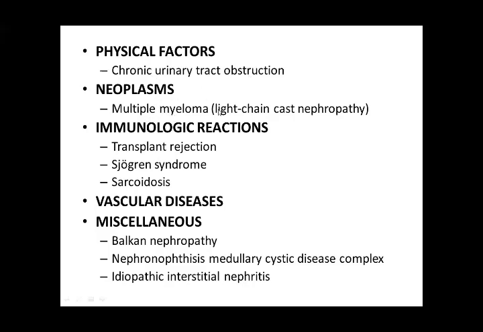neoplasias like multiple myeloma. What goes wrong in multiple myeloma? If you could answer quickly. Light chain cast nephropathy. Multiple myeloma is a tumor of the plasma cells, and a lot of abnormal light chains circulate in the blood. They settle in the kidney and cause interstitial nephritis and tubular nephritis. Immunological reactions, transplant rejection, Sjogren's syndrome, and sarcoidosis. And then we have vascular diseases and miscellaneous diseases.